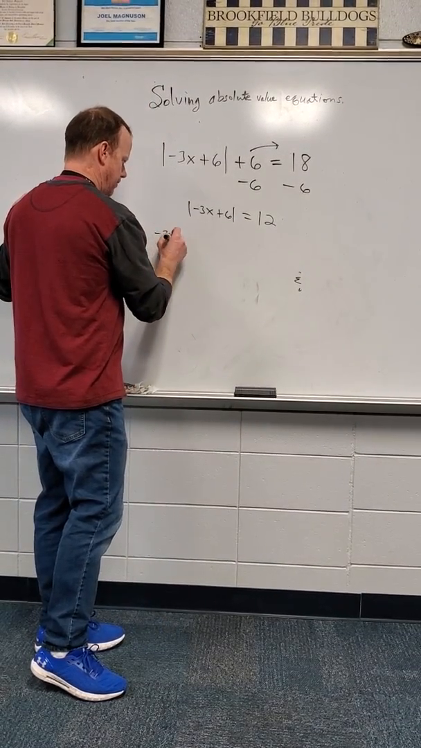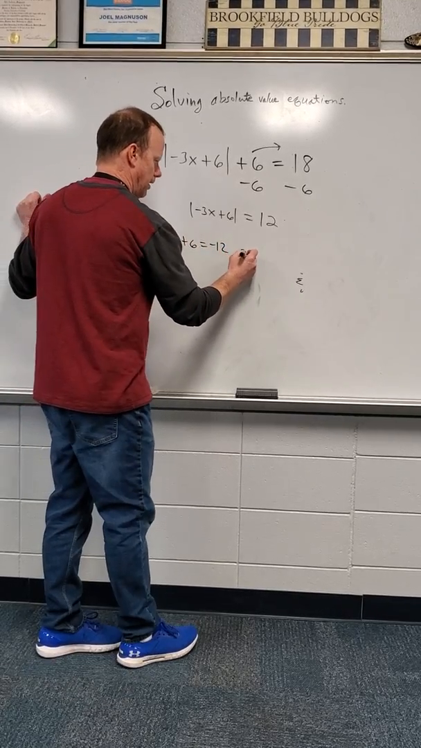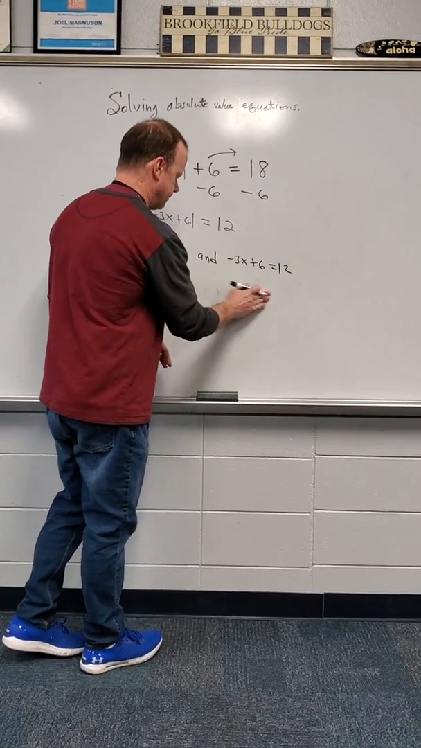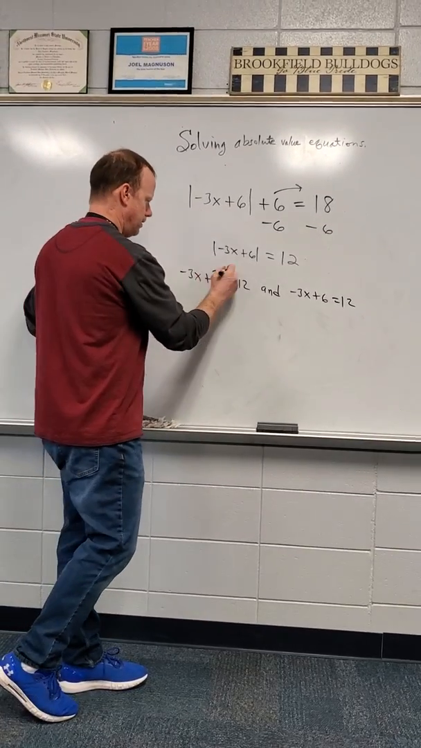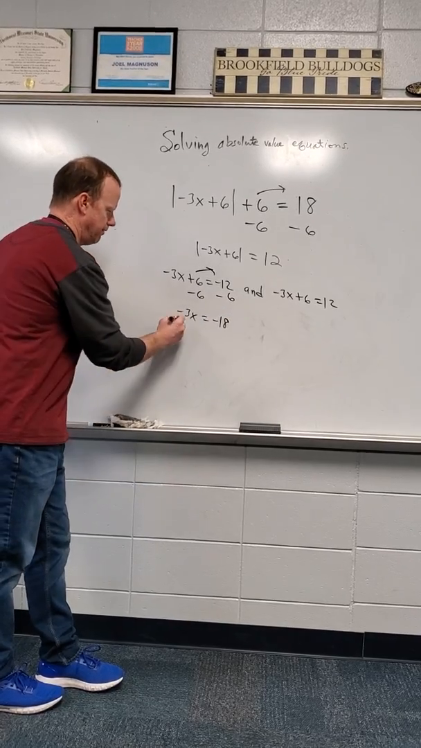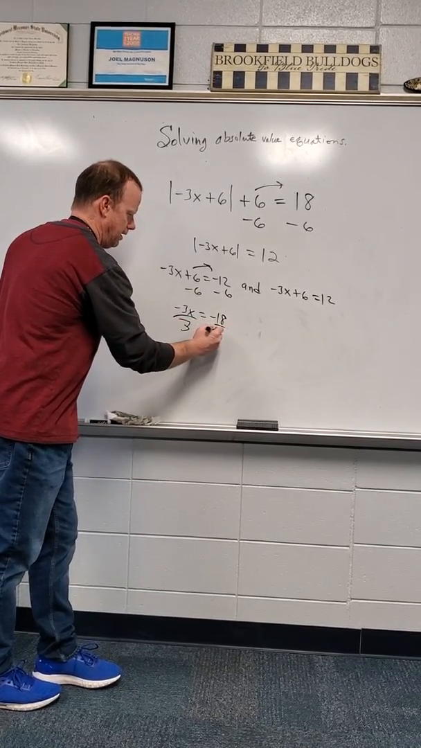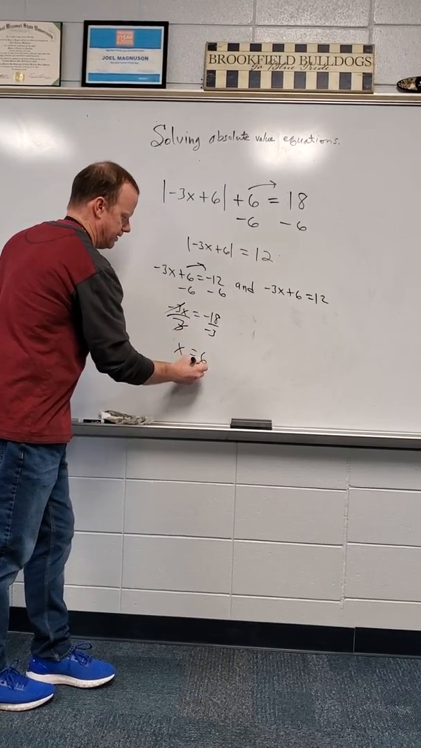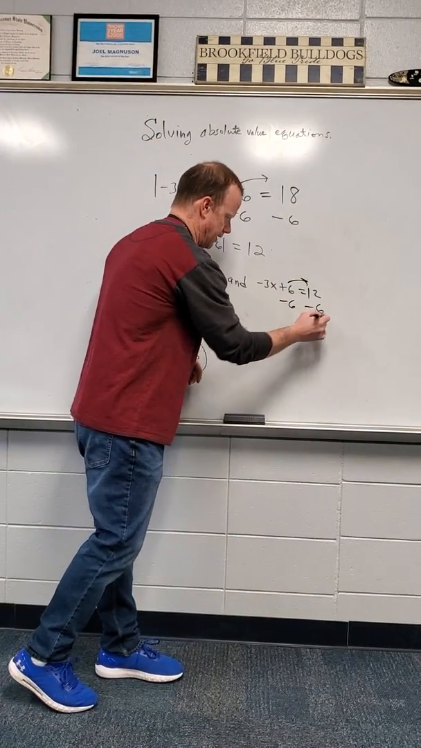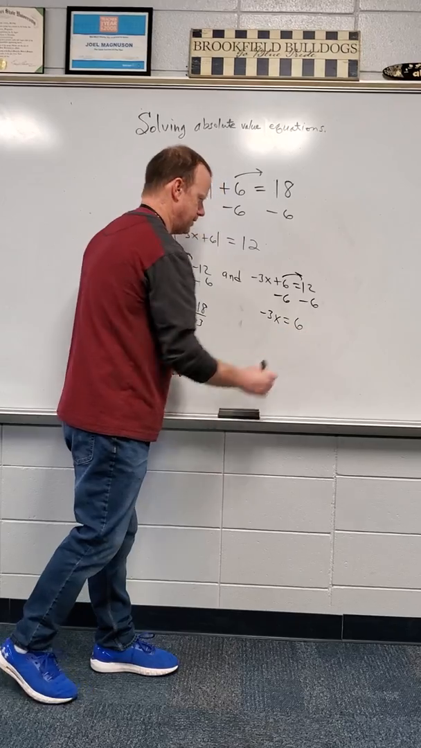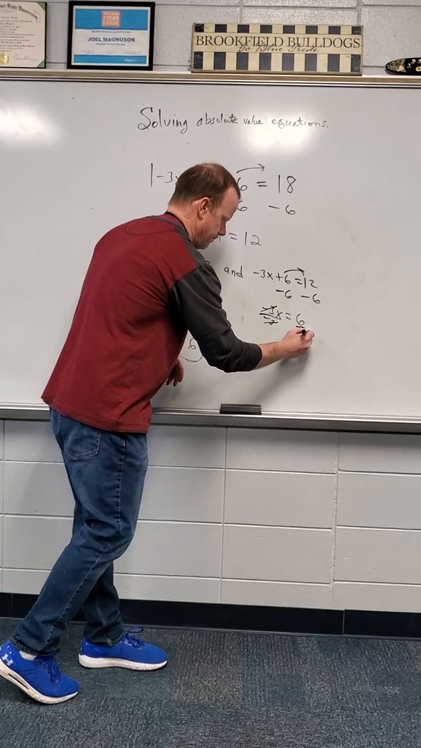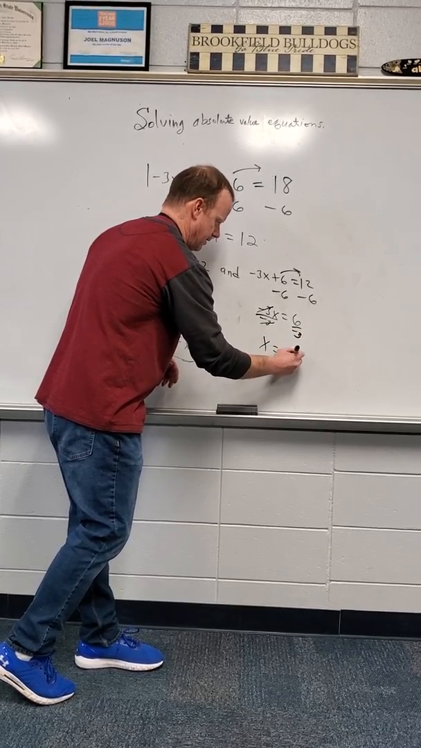So I'm going to set negative 3x plus 6 equal to negative 12, and negative 3x plus 6 equaling positive 12. We solve those two equations. Minus 6, negative 3x equals negative 18. Divide by a negative 3, divide by a negative 3. X is 6. There's one answer. On this equation, move the 6 over, change sides, change signs. Negative 3x equals 6. Divide by negative 3, divide by negative 3. And x is negative 2.